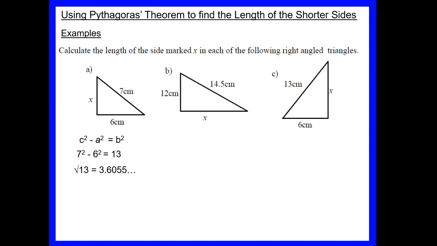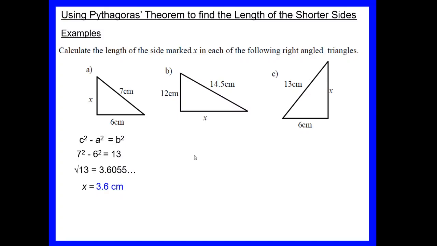So I square root 13, I get 3.6055 and some other numbers in my calculator. Remember, you have to write down at least 4 decimal places before you do any rounding. That will stop you from hopefully making any rounding errors. We're going to round it to 1 decimal place today. So x is equal to 3.6 centimeters.